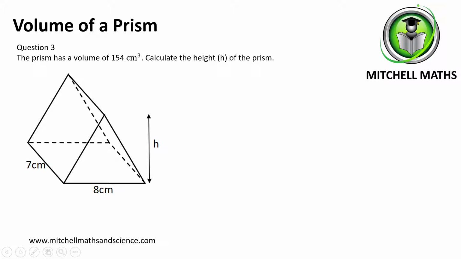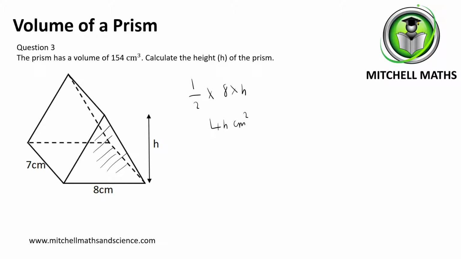Now this one's a little bit different. The prism has a volume of 154 centimetres cubed. Calculate the height of the prism. So in this question, I'm going to need to work backwards. I know that the surface area of the triangle would be a half base times height. So that would be a half times 8 times h, which would be 4h. That would be the surface area of the triangle.